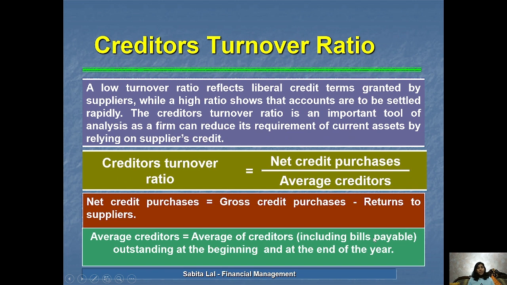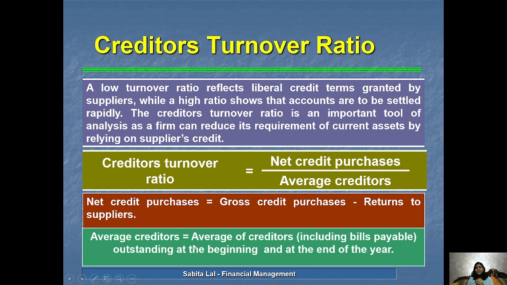Creditors turnover ratio. Again here it is based on how much credit terms are granted by suppliers. A low turnover ratio reflects liberal credit terms granted by the suppliers, while a high ratio shows that accounts are settled rapidly. The creditors turnover ratio is an important tool for analysis, as a firm can reduce its requirement of current assets by relying on suppliers' credit. So my creditors turnover ratio is net credit purchase divided by average creditors. Same thing, net credit purchase is whatever my gross credit purchase minus returns to the suppliers.